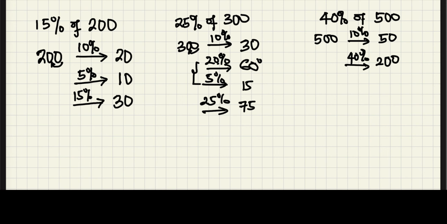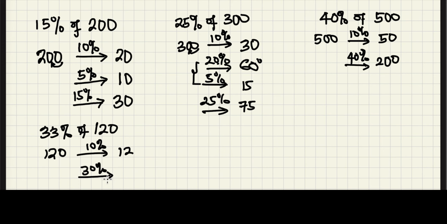That's how it works. That's the concept I want to discuss here. Well, let's look at something more interesting. Let's say we have a question like this: 33% of, let's say, 120. For us to be able to get a question like this, what we need to do is try to get it in tens too. So 10% of 120 should give me 12. If 10% is 12, 30% will be 12 times 3, and that will give us 36.